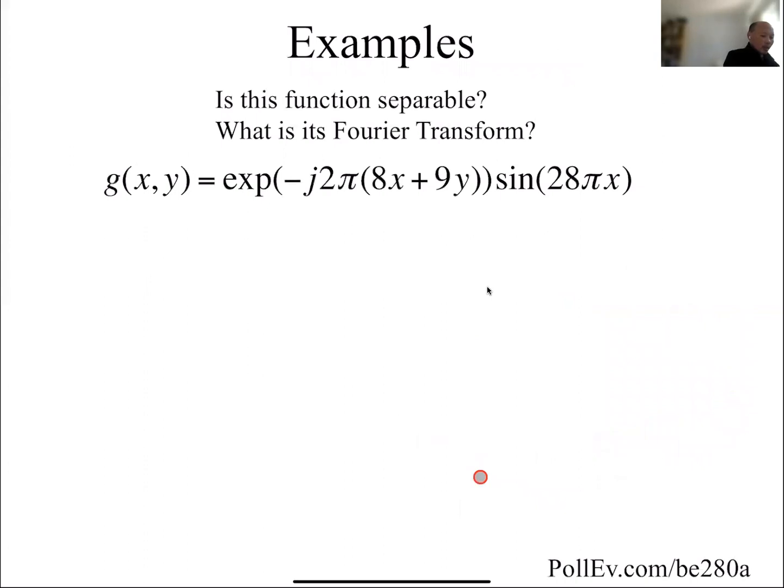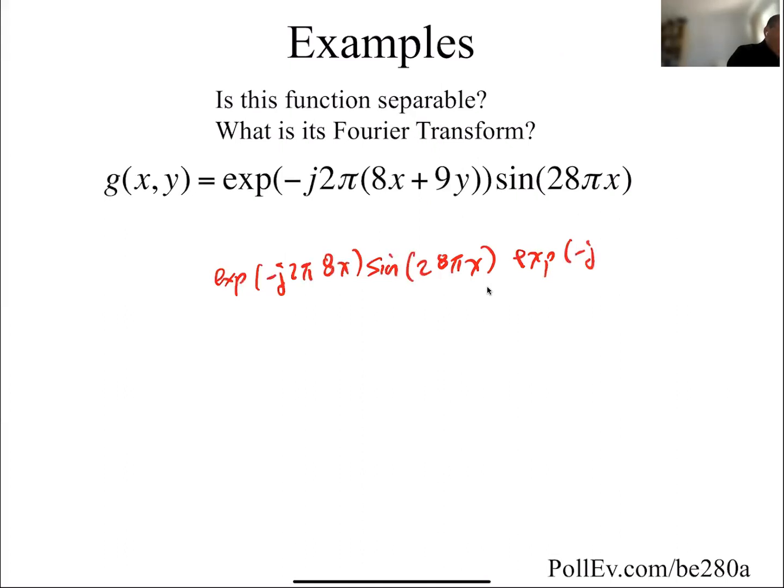So is it separable? Well, the first thing we'd do is write it as exp(-j2π8x) times sin(28πx) times exp(-j2π9y). This part is just a function of x, and this is a function of y. So yes, it is separable. We know it's separable, okay?